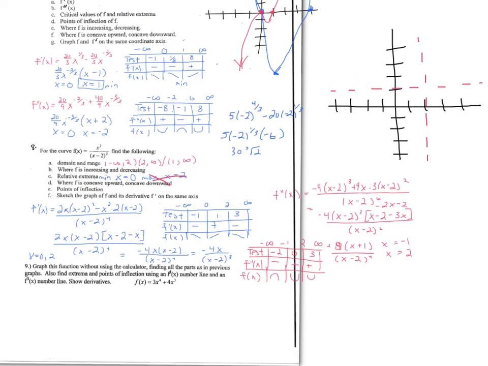And we do know that we have a minimum at x equals 0. And if we plug in 0, we will get 0. So we have a point at 0, 0.